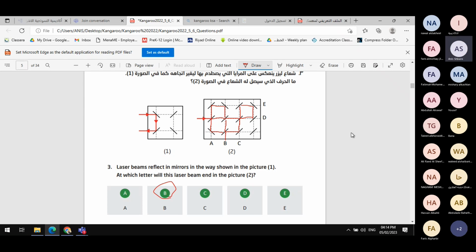Hope this one's clear for you all. It's so easy. There's a lot of steps, a lot of reflections, but using our finger, we are going to go with the laser and we are going to find the right answer. Remember, guys, this question is a 3 points question, so it's an easy question. That's why we can do it fast.